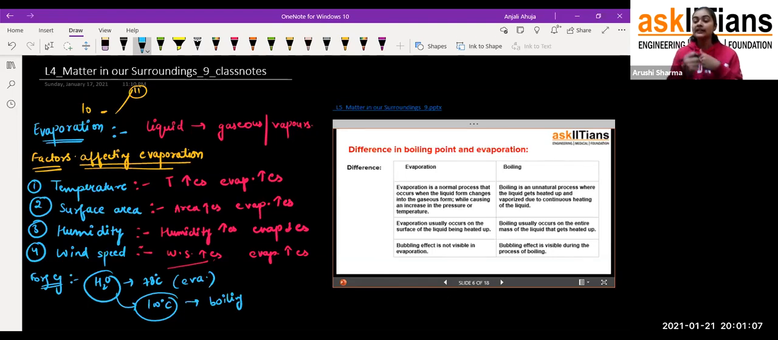But when it reaches its boiling point, the boiling starts, and you can see the bubbles, and you can also hear that sound, which is good, because of that boiling. Okay. So that's the point, student. This is the difference between boiling and evaporation: evaporation takes place below the boiling point, and boiling starts when the particular liquid reaches its boiling point.